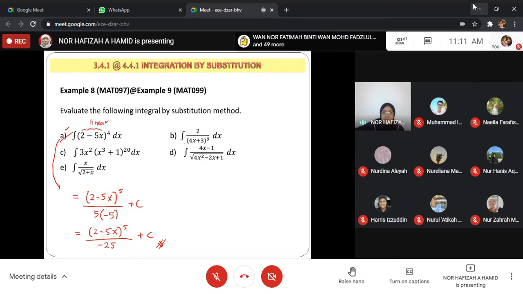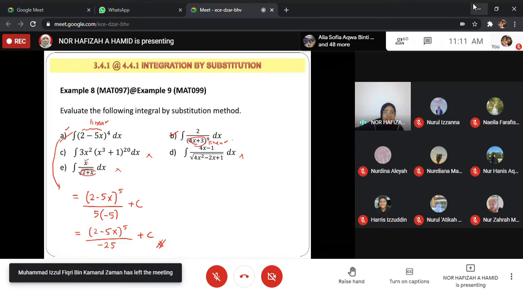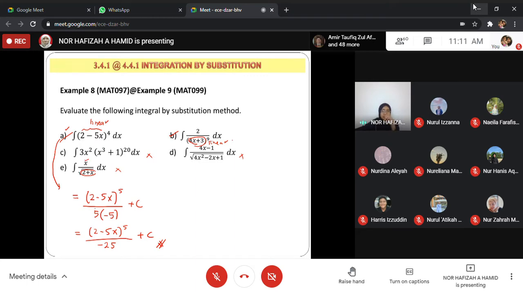B can also be solved using the formula because the function is linear. But for C, D and E, you cannot solve using the formula. Even for E, although this one is linear, there is another function, which is x, so you also cannot use the formula. The formula is only in this form, for question A and question B. So this is for integrations using the substitution method, involving algebraic functions, functions of x only.